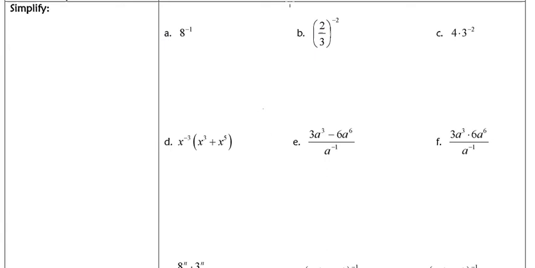All right, here we go. Directions are to simplify. So we've got a bunch of exponent problems. Now, 8 to the negative 1. Remember that negative 1 gives us the reciprocal. The numerator goes to the denominator, and you can think of it as the denominator goes up to the numerator. So this is going to end up being 1/8.